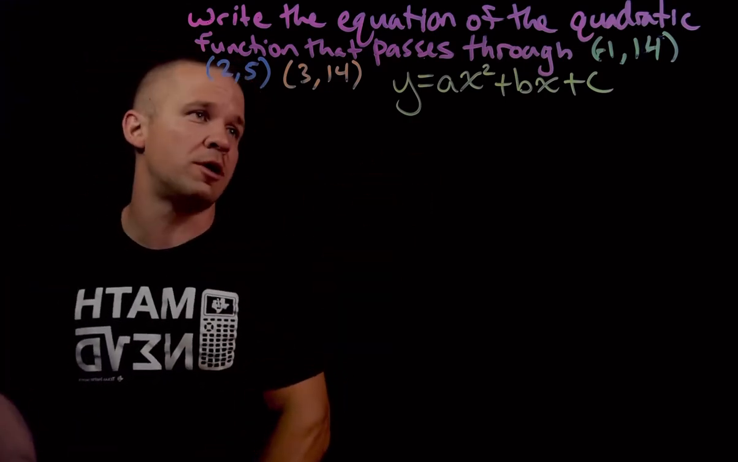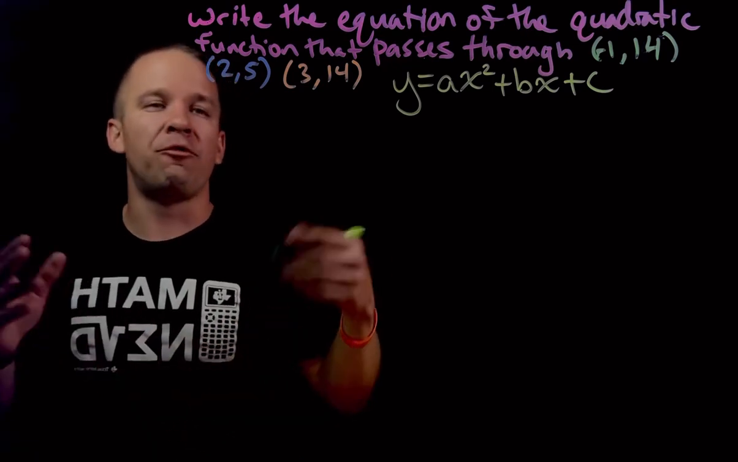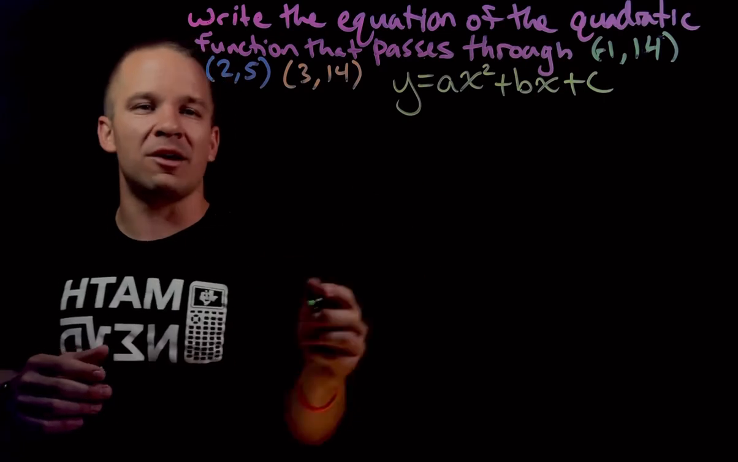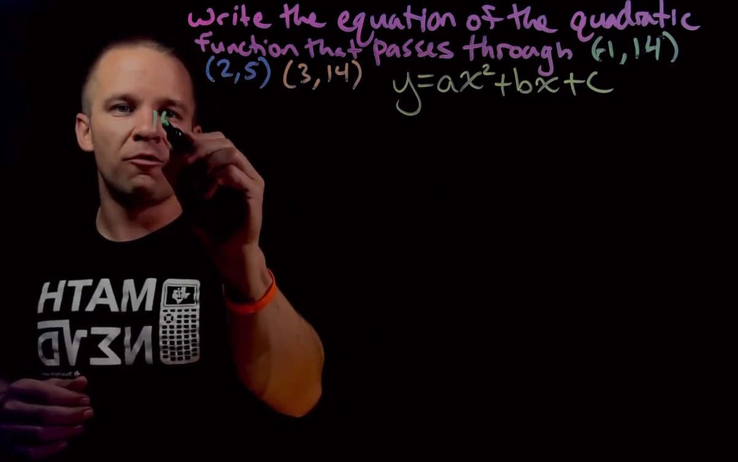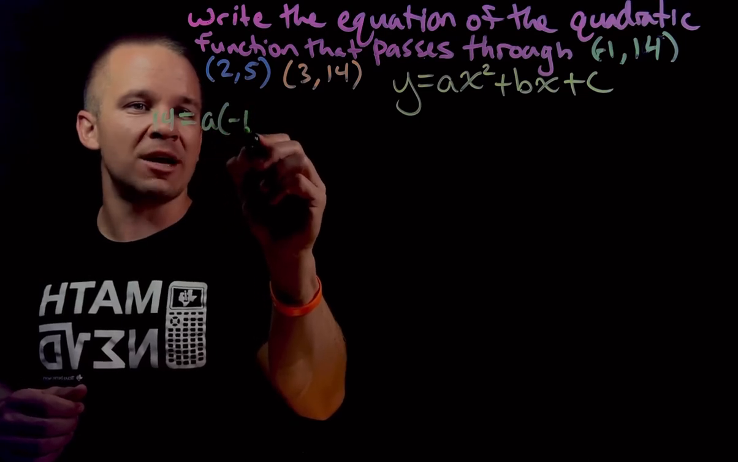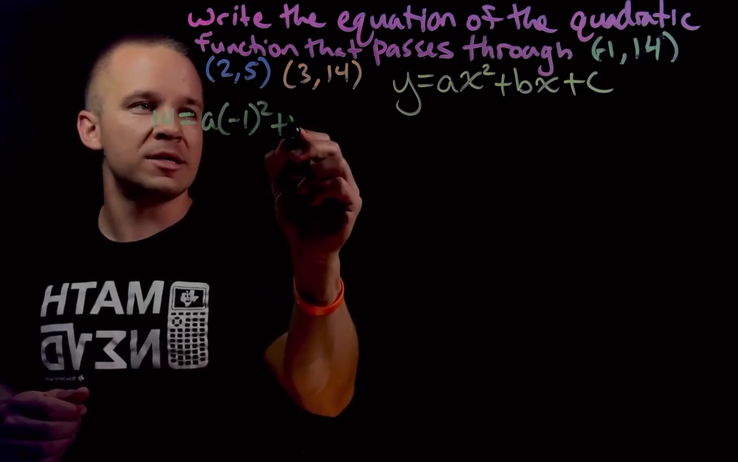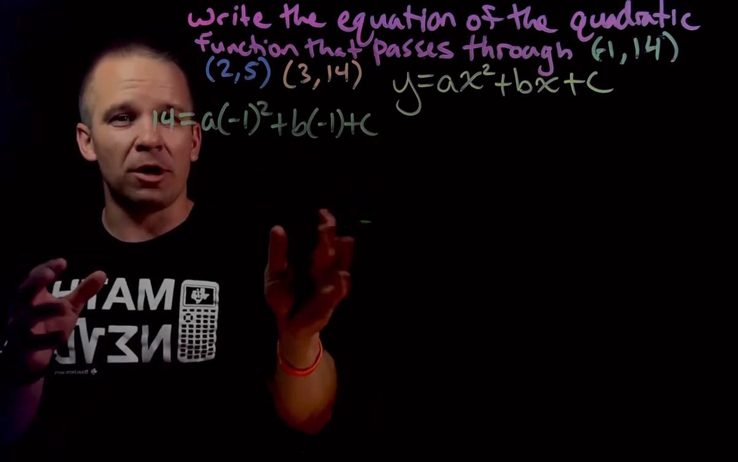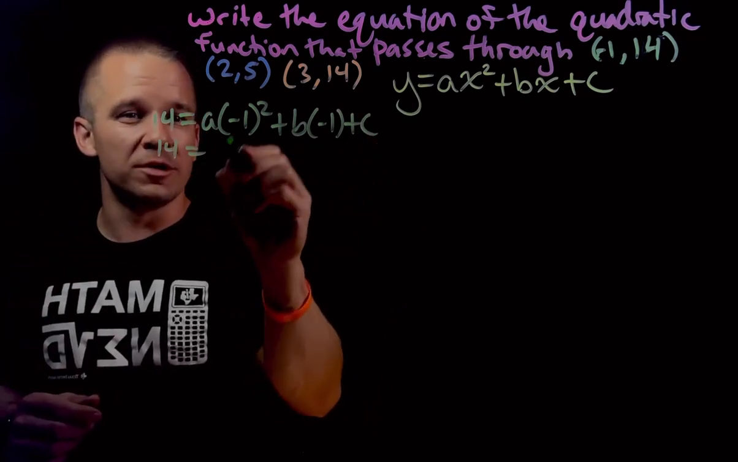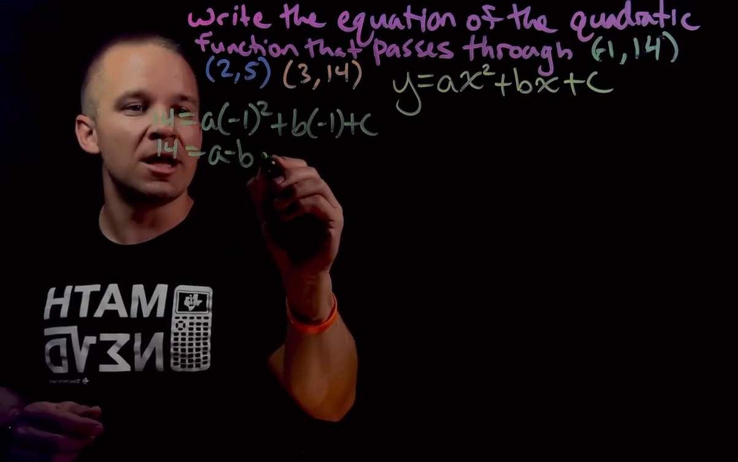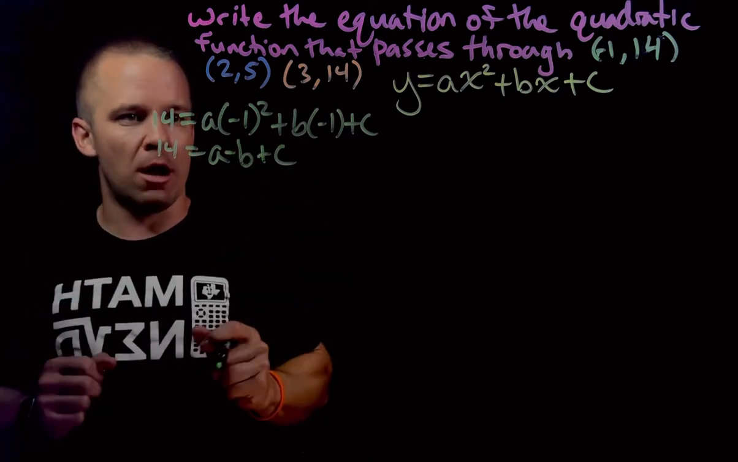Let's get the first one going here. We got (-1, 14). So I'm going to set this one up with green. I'm going to have 14 in for my y and negative 1 in for my x. So I will have 14 equals a times negative 1 squared plus b times negative 1 plus c. And I'm going to clean this up a little bit. I'm going to have 14 equals a minus b plus c, nice save.